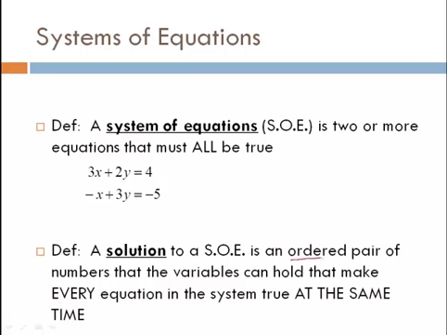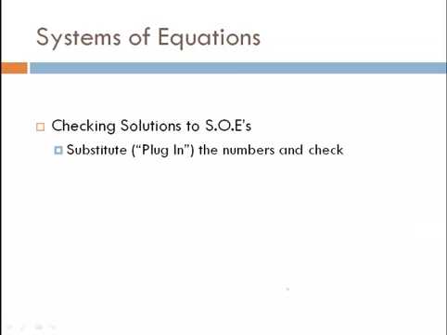Notice the vocabulary word, ordered pair. That's the x, y combinations that you've seen before. So, solutions will be these pairs of numbers that have to make everything true at the same time. One of the primary skills you'll learn first is to check if a solution is a solution to a system. That's simple enough to do. You do that by substituting the numbers in for the variables and checking that it works everywhere.